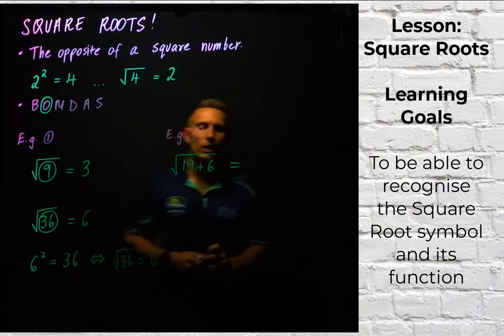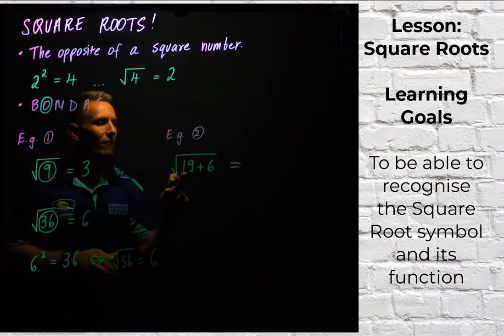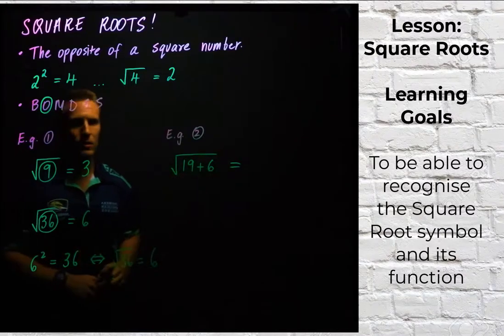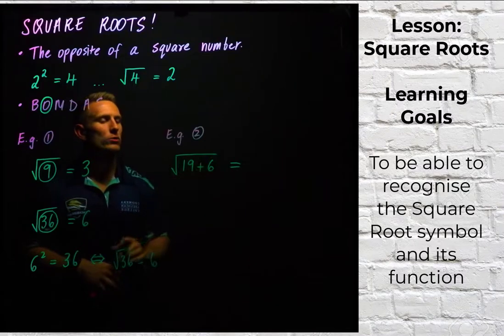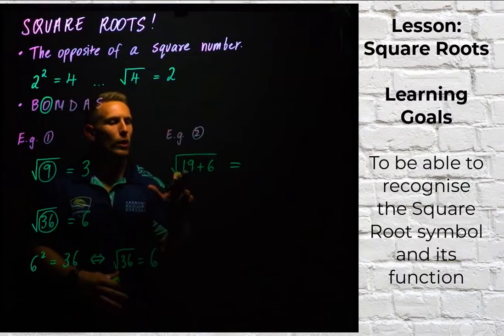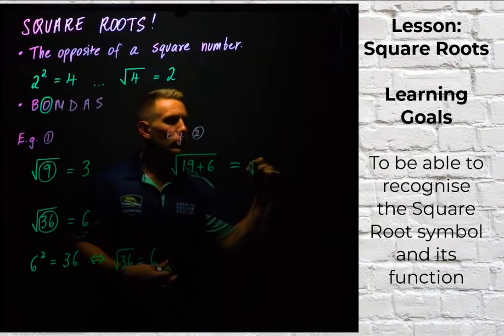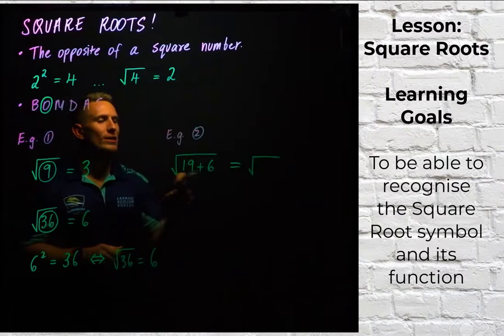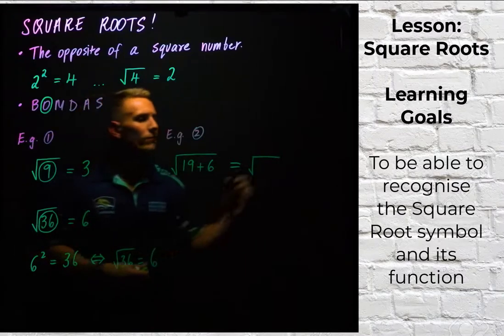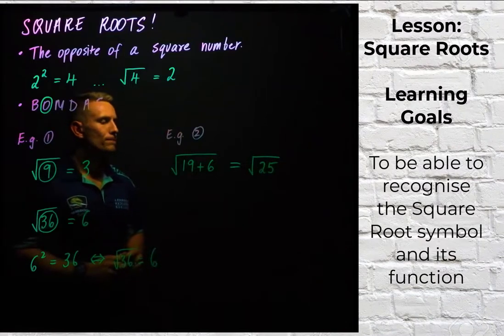Now example 2 here is slightly different. Inside our square root symbol we have 19 plus 6. Now what we need to do in this case is we need to evaluate this first. So we need to figure out what 19 plus 6 is first. And we put the result of that in our square root symbol. So 19 plus 6 is 25. So our first line of working will look like this.